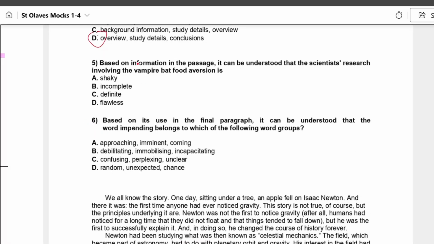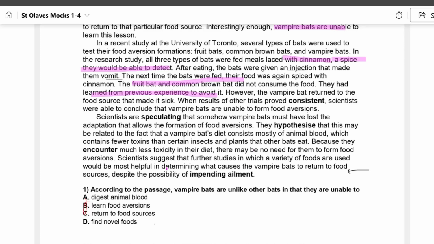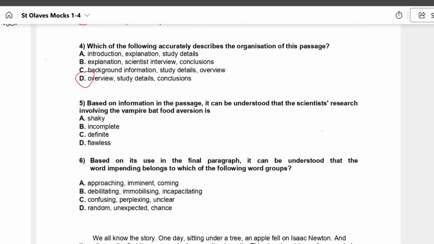Question 5: based on the information in the passage, the scientists' research involving the vampire bat food aversion is. They do say that scientists suggest further studies using a variety of foods would be most helpful in determining what would actually cause these vampire bats to come back. If they're suggesting further studies, that means as of now the study is incomplete. They're still trying to find out what makes these vampire bats go back to their food sources. It's not exactly shaky because it's given us a test, and it's not definite either. The most viable answer is B.